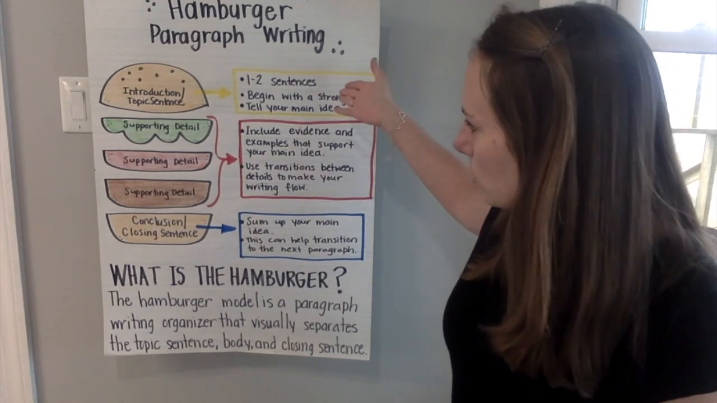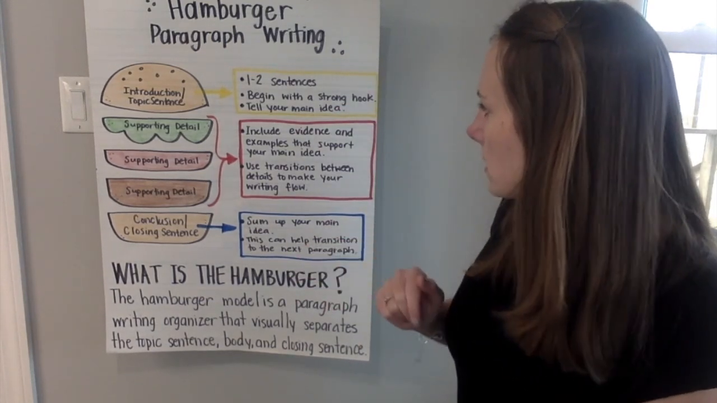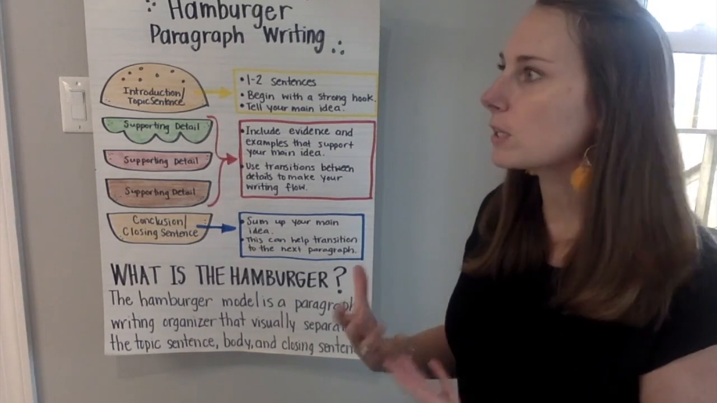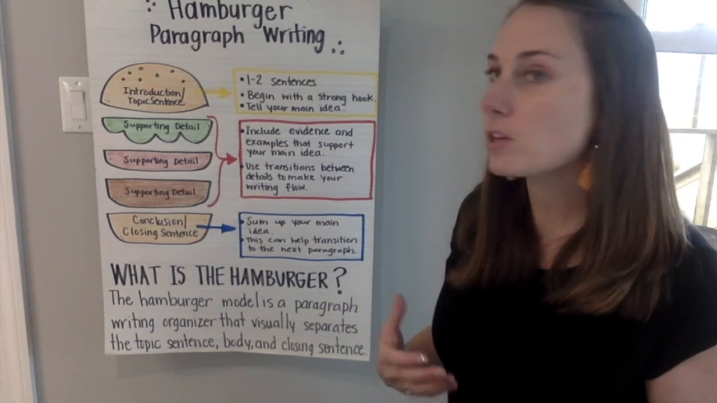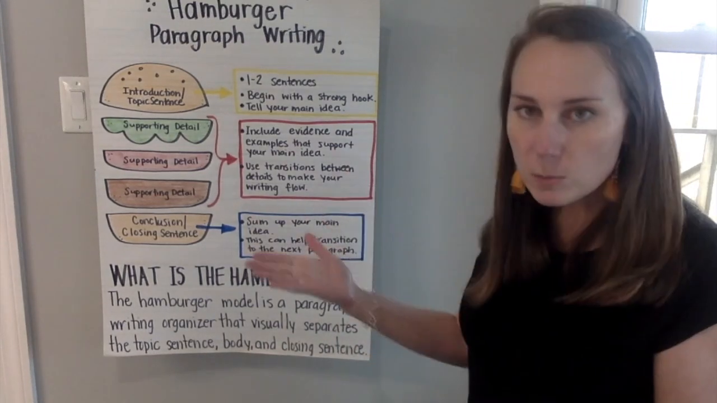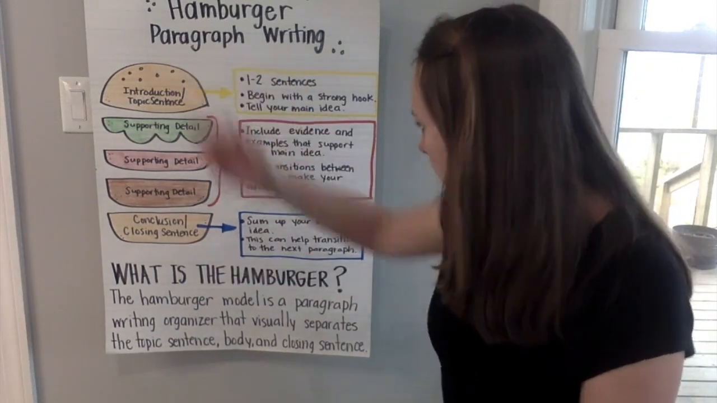So usually in an introduction, we've got 1 to 2 sentences. You begin with a strong hook. You want your audience to really be invested in what you are writing and what they're reading. You want to tell your main idea. What is this paragraph going to be about?